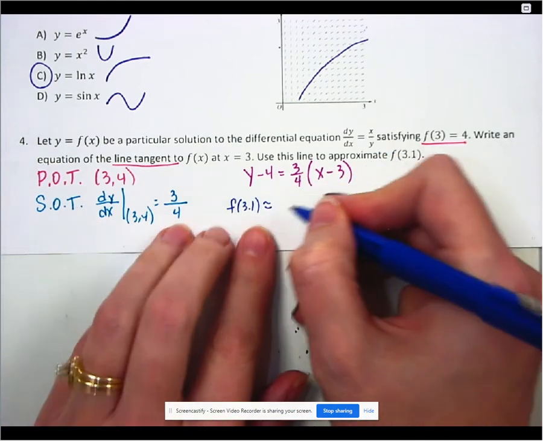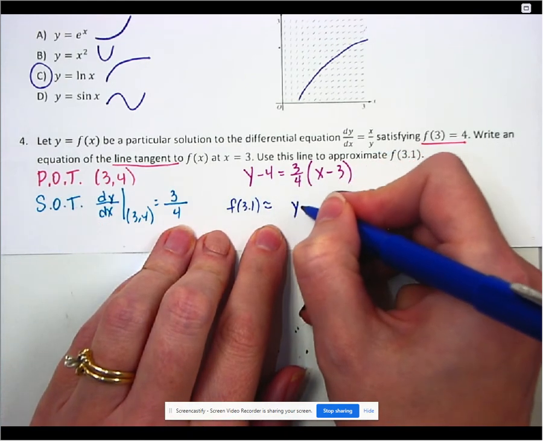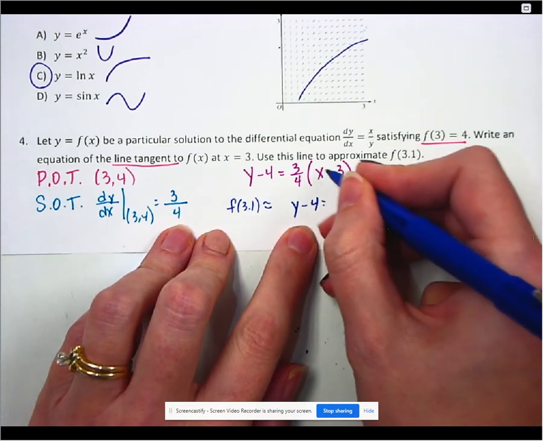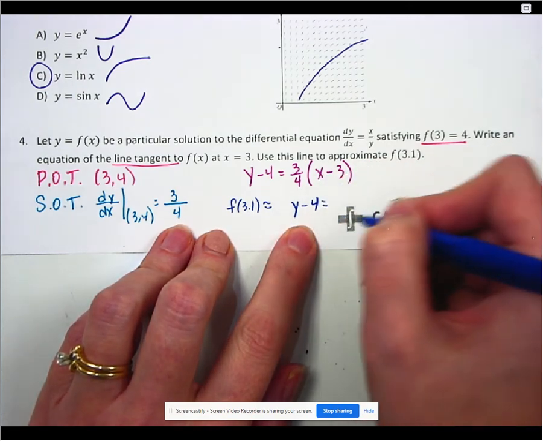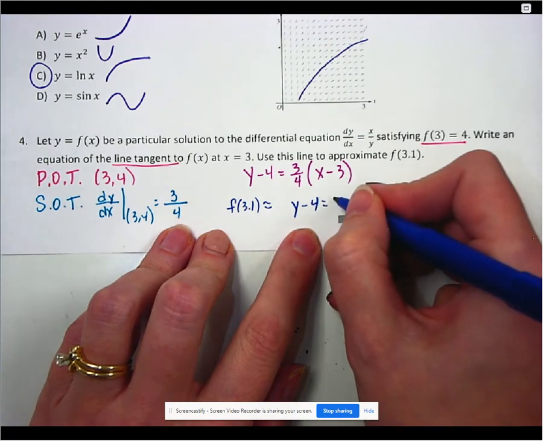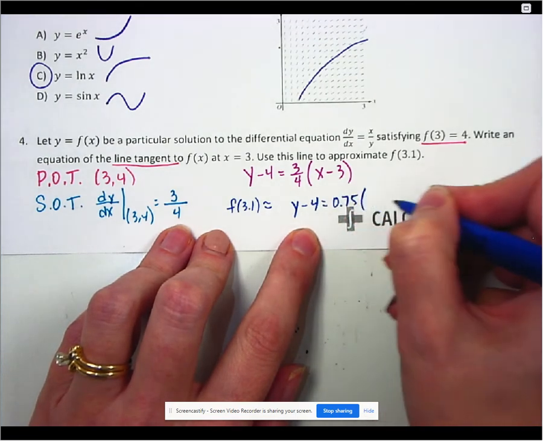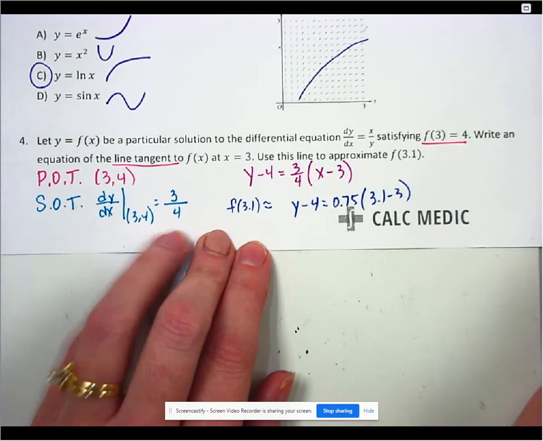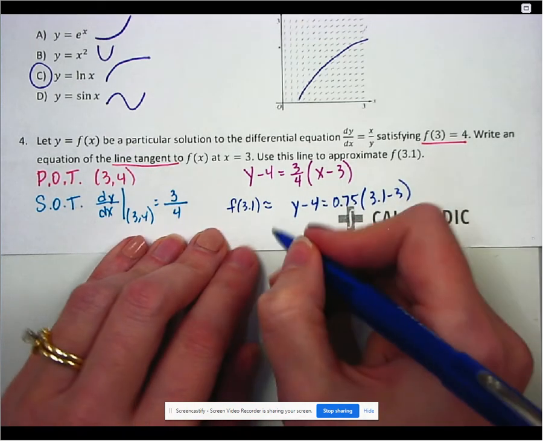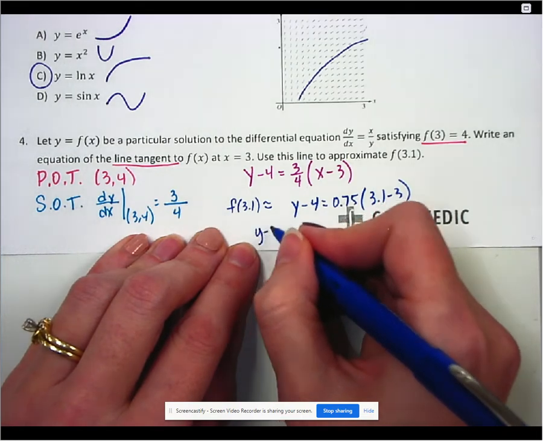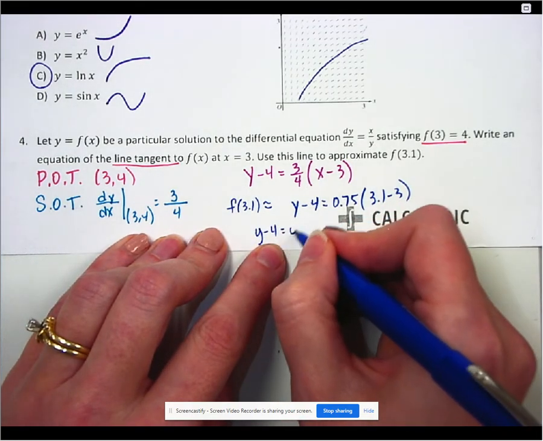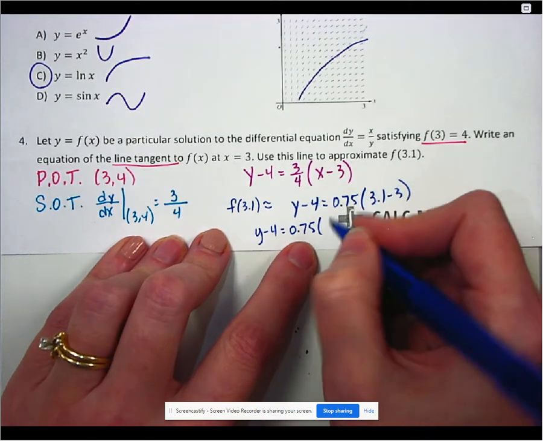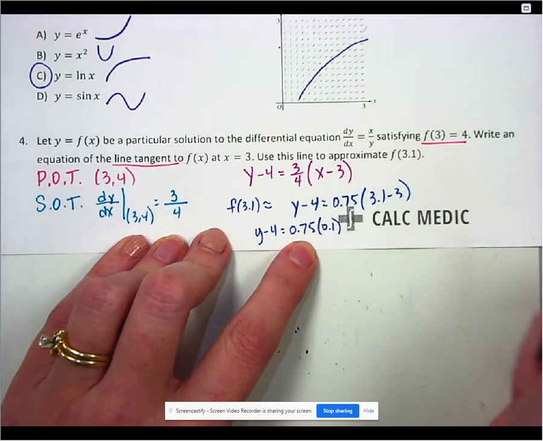What we would do is just take our 3.1 and put it in for x. Now, if we're working with decimals there, I'm going to go ahead and work with decimals for my slope too. So it's y minus 4 is equal to 0.75 times (3.1 minus 3), which is just 0.1.